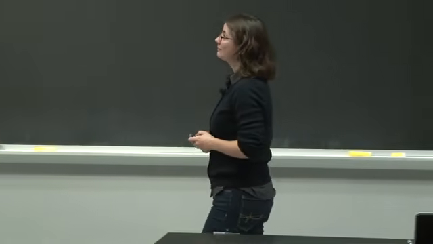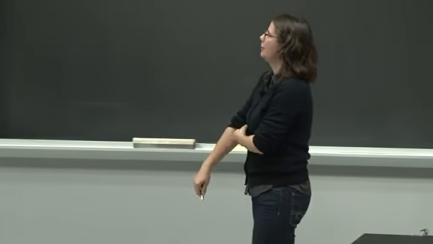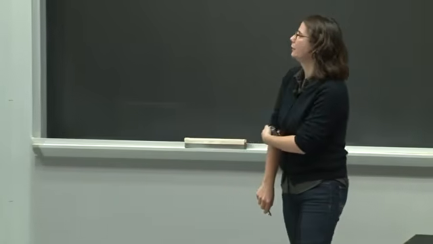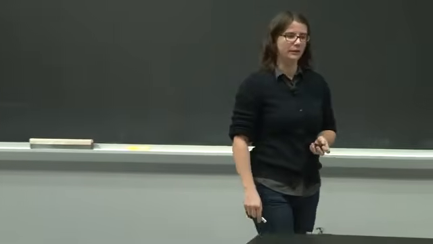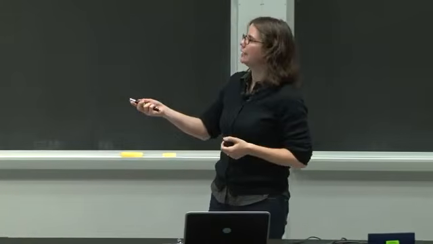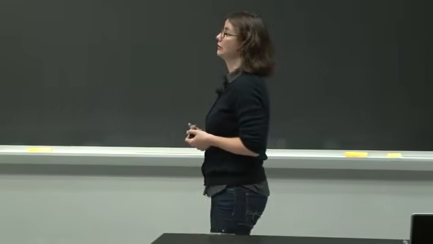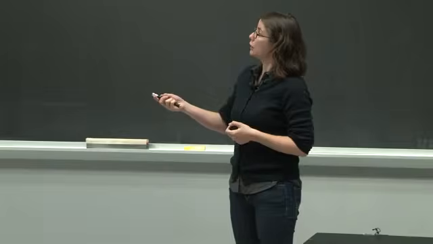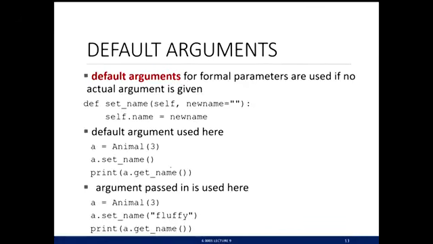All right. So the last thing I want to mention about classes before we go on to inheritance is this idea called default arguments. And default arguments are passed into methods. And since methods are functions, you can also pass in default arguments to functions. So for example, this setName method had self, and then this newname is equal to this empty string here. Okay? We haven't seen this before. But this is called a default argument.